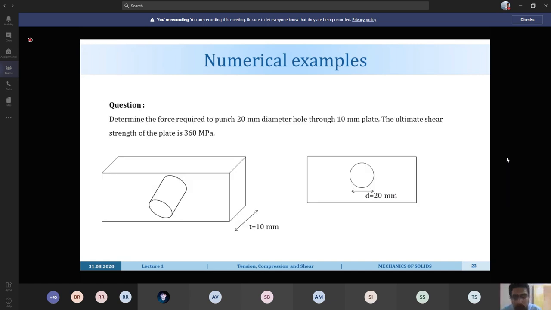And another example: determine the force required to punch a 20 millimeter diameter hole through a 10 millimeter plate. The ultimate shear strength of the plate is given as 360 MPa.